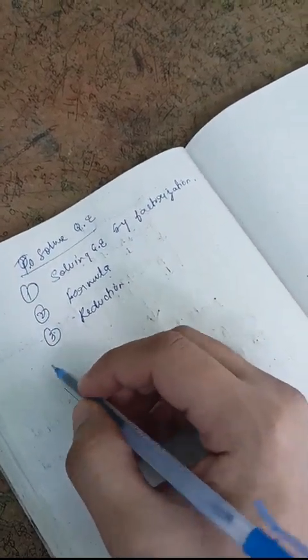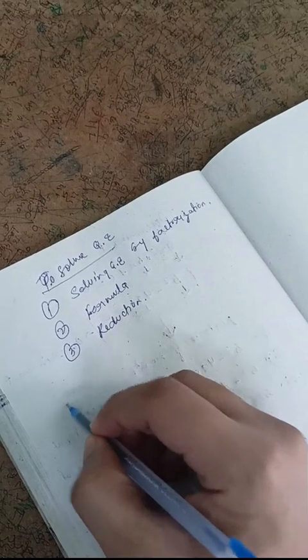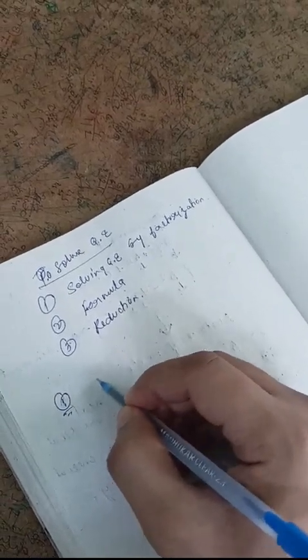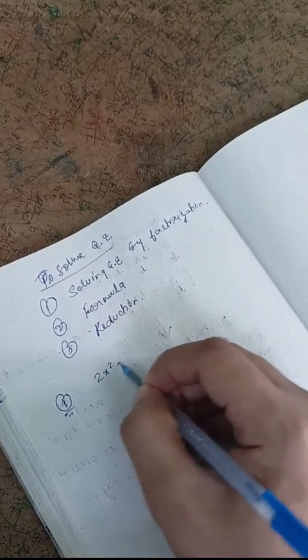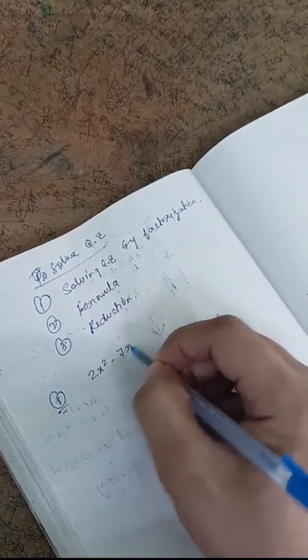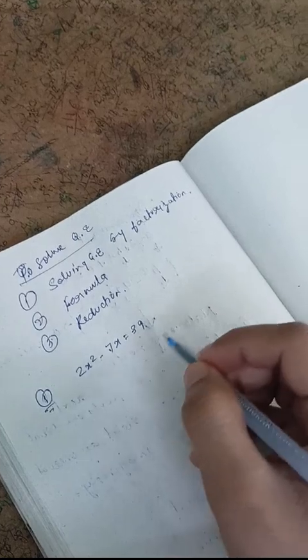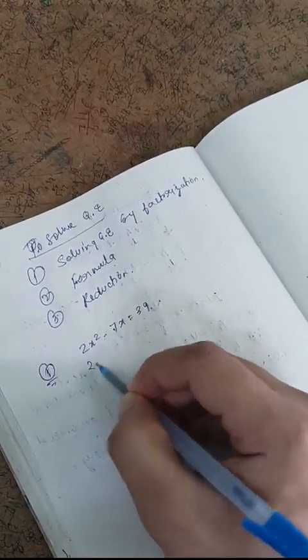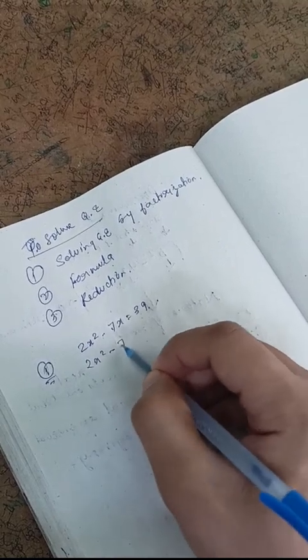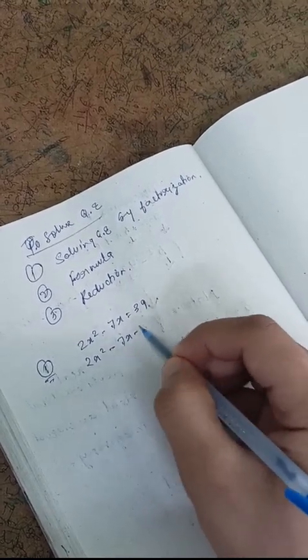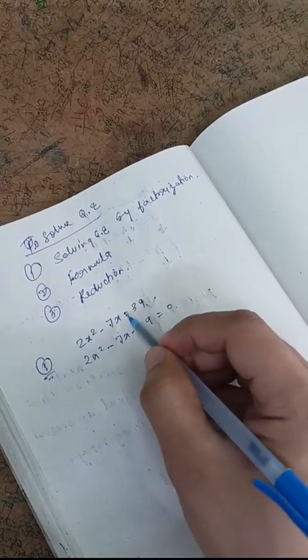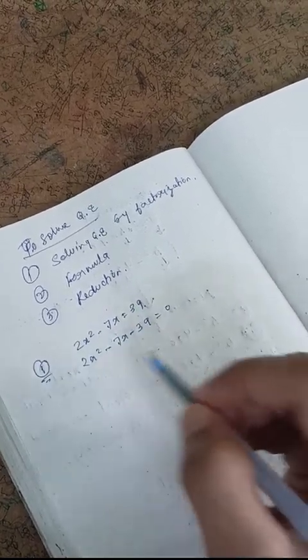What is the meaning of these three? How can we solve them? First one is solving by using factorization of the quadratic equation. Suppose I take one example: 2x square minus 7x is equal to 39. First of all, we bring all the terms into the left hand side. 39 should be brought into the left hand side, and it will become minus 39. When a plus term comes to the left hand side, it becomes minus.